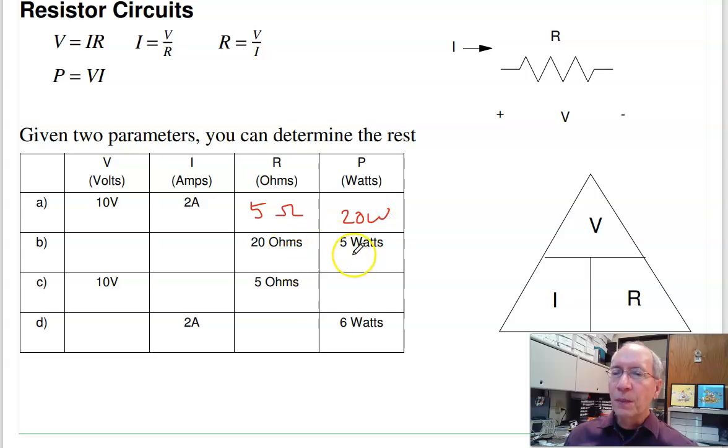If I know these two, let's see. That's a little bit trickier. I can also say power is I squared R. If I substitute V is I times R, I have I times R times I, I squared R. I know 5 is 20 times I squared. Grab my calculator.